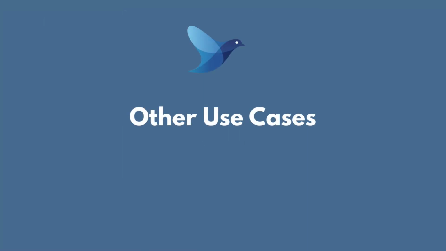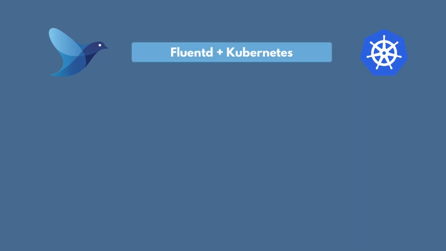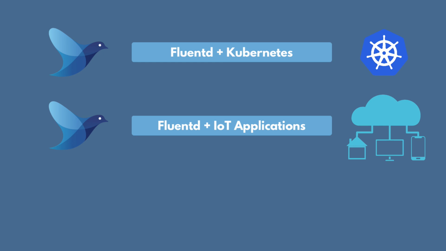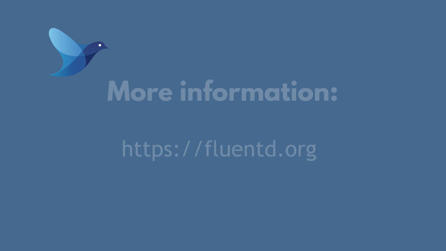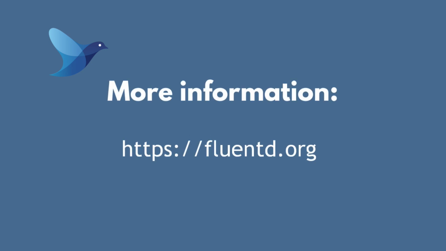I should mention here that this is one of the use cases of Fluentd, which is logging in Kubernetes. However, logging is a very important topic in IoT applications too, or in non-containerized applications running on bare metal servers, for example. And many projects are using Fluentd for those use cases as well. So Fluentd can be used in many different environments. If you're interested in learning more about Fluentd, I recommend checking out the online resources and documentation of Fluentd.